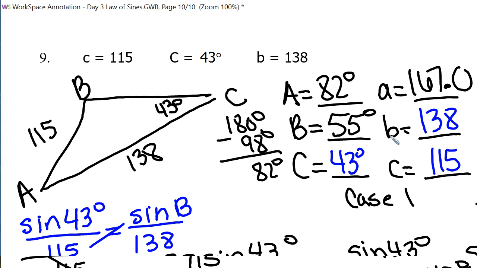35.1. Now, if you only had one case, you would miss half your credit, so make sure if there's two cases, you have both cases.